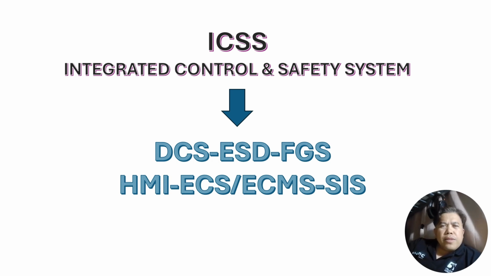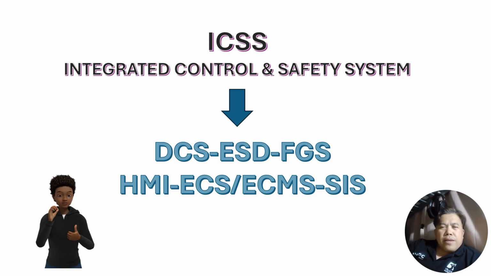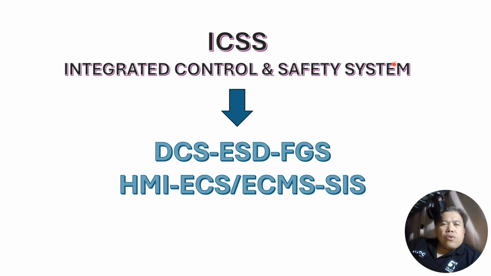So, for example, guys, this is ICSS, the Integrated Control System. It includes DCS, fire and gas, HMI, ECMS, and SIS. Meaning this is all control systems integrated. Some of this control is coming from DCS, fire and gas, and we have HMI, and we also have the electrical control monitoring system and integrated safety.